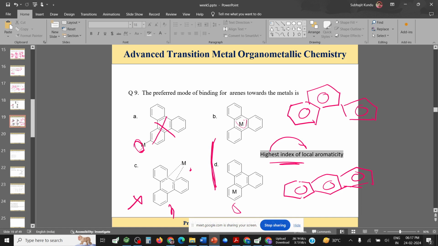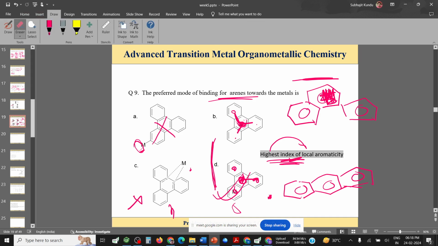To find this, there is a simple understanding: this one is aromatic, these two are also aromatic. But if we consider the aromaticity of the middle ring, this aromaticity is shared over all three rings. That's why the index of aromaticity of the middle ring is very low, whereas the aromaticity of either terminal ring is shared with only one other aromatic ring. That's why the index of aromaticity is higher there. So the bonding will not be with the middle aromatic ring. The bonding with the arene will always be at the higher side, that is the terminal side. If we consider this ligand system, this will not participate in bonding.